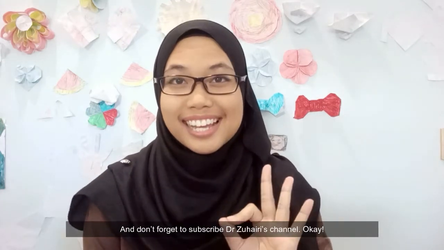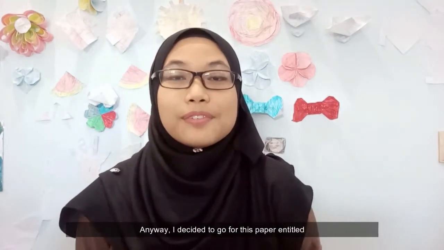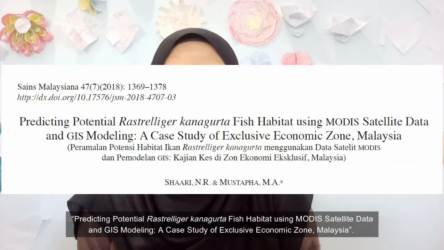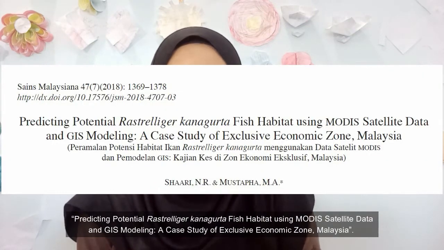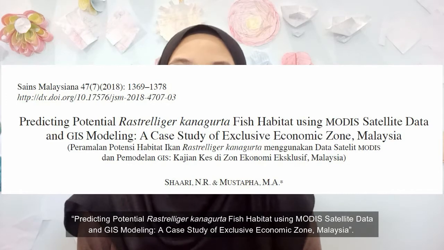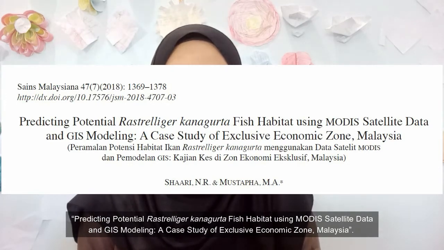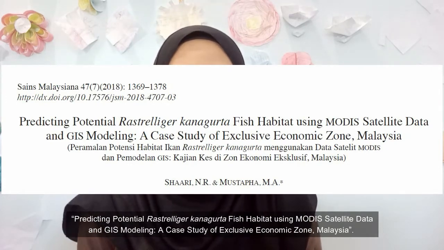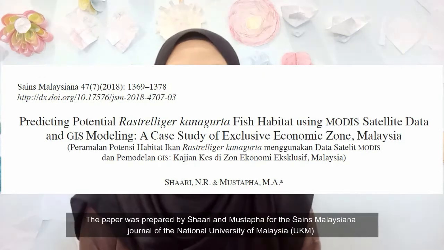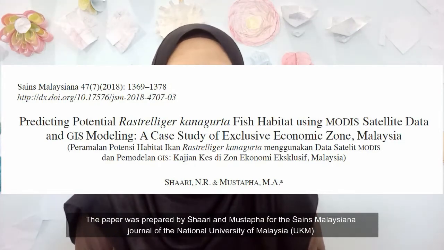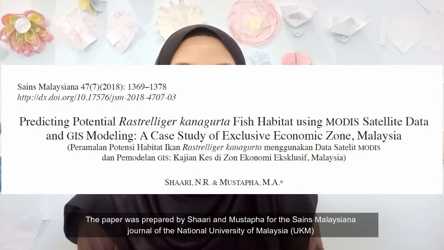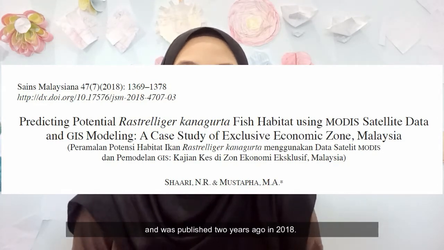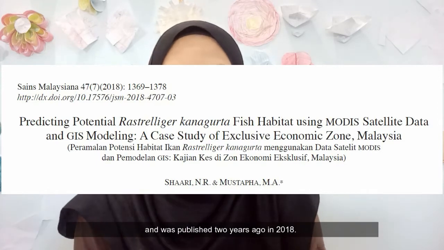Anyway, I decided to go for this paper entitled Predicting Potential Rastrelliger kanagurta fish habitat using MODIS satellite and GIS modeling, a case study of exclusive economic zone Malaysia. The paper was prepared by Hassanazhari and Mustafa for the Science Malaysia Journal of the National University of Malaysia (UKM) and was published 2 years ago in 2018.